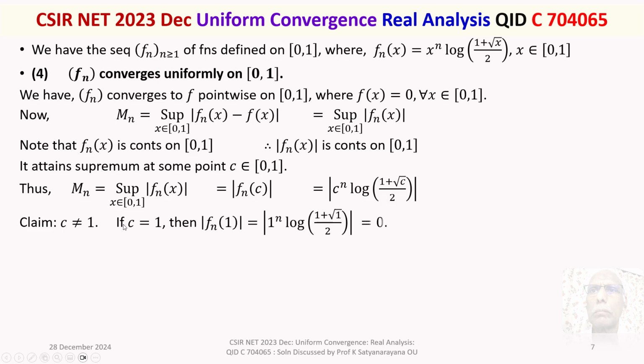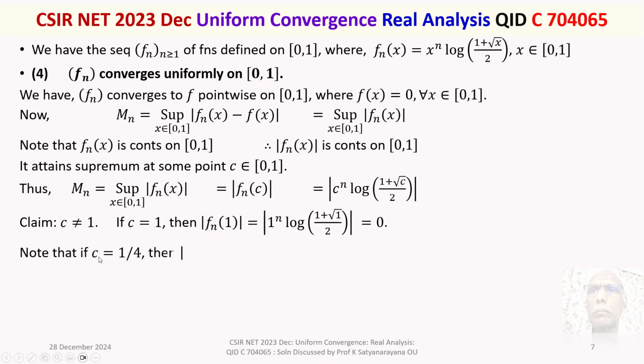We claim c is not 1. Suppose c is 1, then |fn(1)| is the modulus of 1 to the power n times the logarithm of 1 plus root of 1 by 2, that is log of 2 by 2, that is log of 1, which is 0. That means at c equal to 1, |fn(1)| is 0.